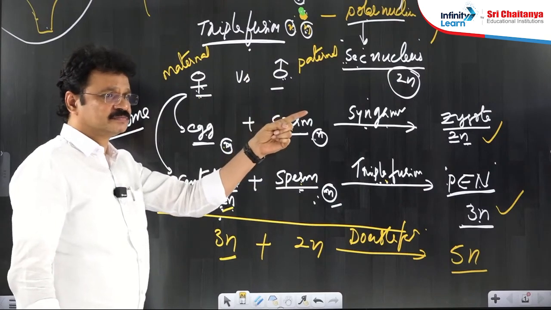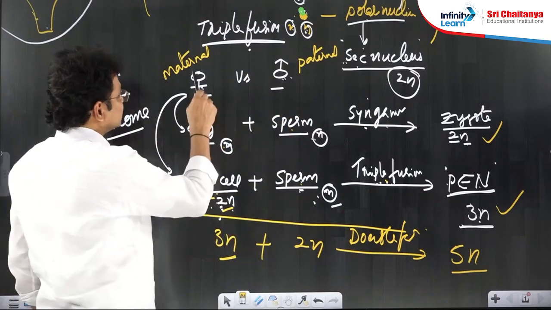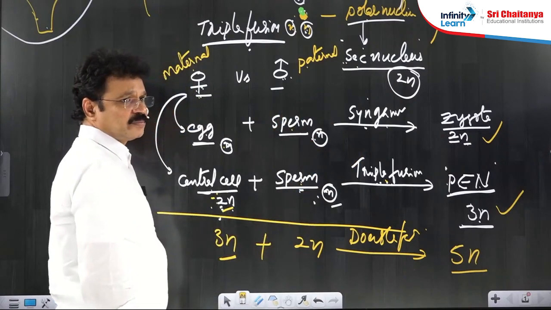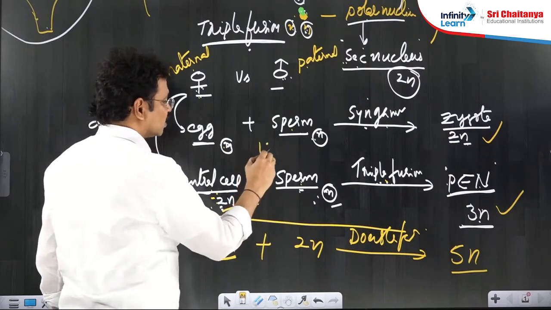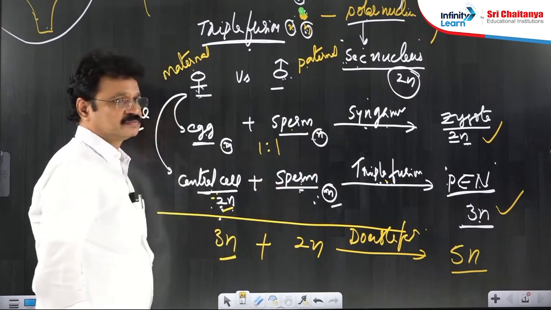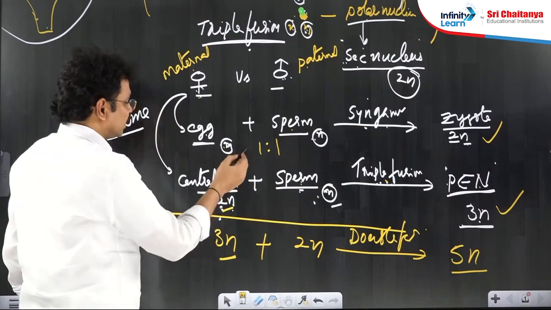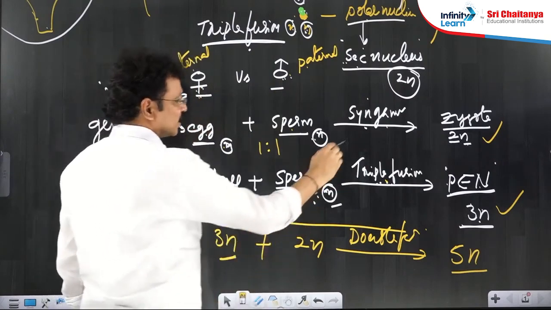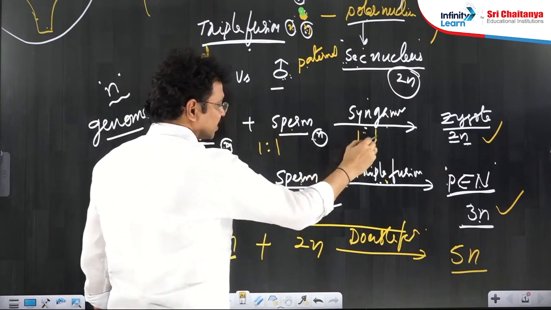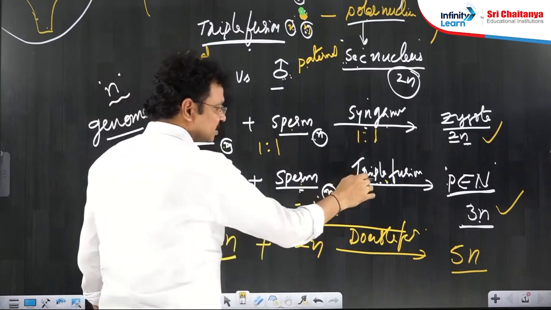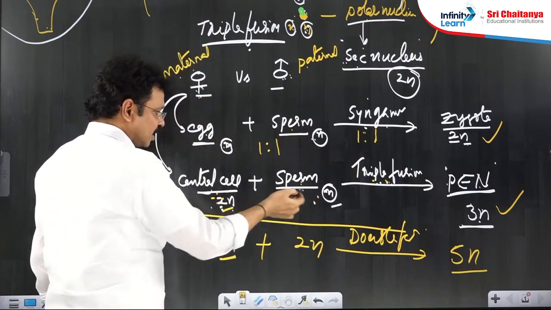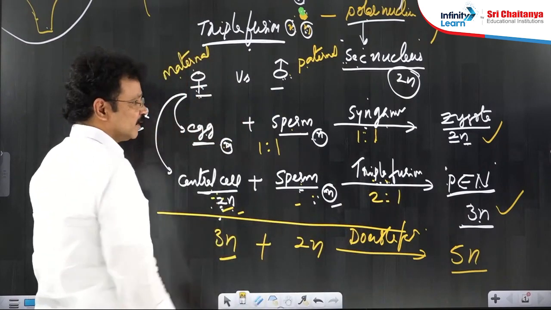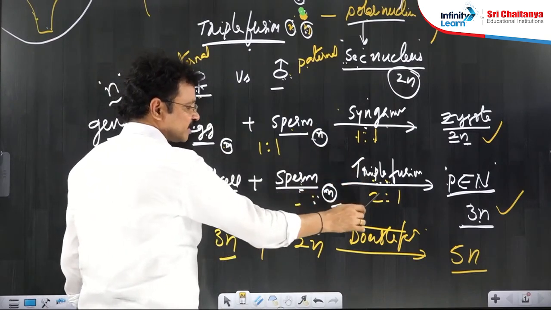Question number 3. What is the ratio of maternal and paternal genomes involved in syngamy? The ratio of maternal and paternal genomes is 1:1 in the case of syngamy. Likewise, what is the ratio of maternal and paternal genomes in triple fusion? Whereas in triple fusion, the ratio is 2:1. In syngamy, 1:1; triple fusion, 2:1.